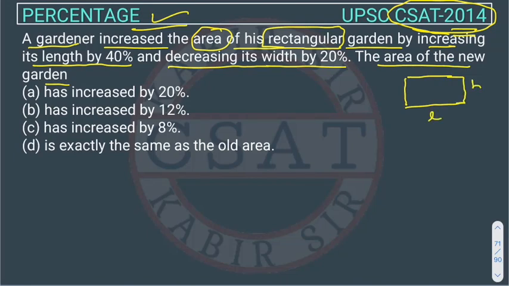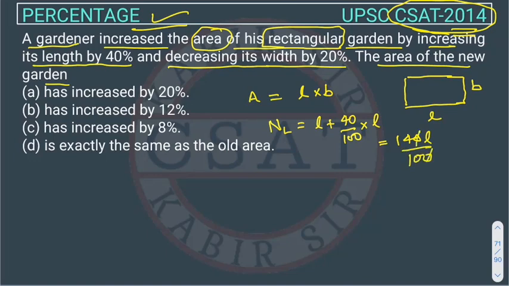Suppose length is L and breadth is B. So what is the area? We know that the area of a garden will be L into B. Now what the gardener did, he increased its length by 40%. So the new length will be L plus 40% of L. So this will come out 140L upon 100. This 0 will cut this 0. This is 7 by 5 L.